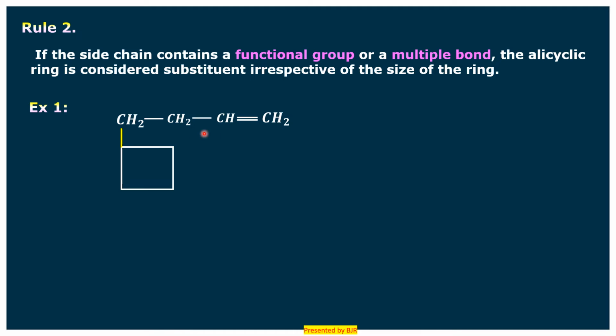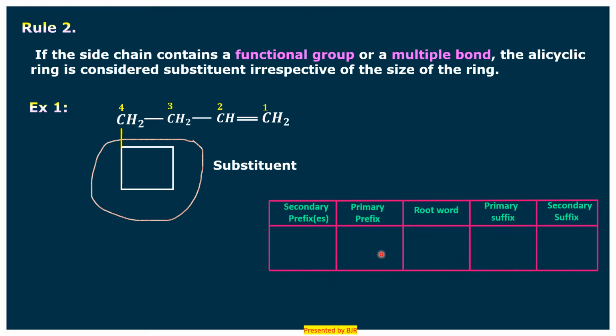This is the parent chain, and we have to number the carbon atoms in the parent chain starting from the right, because a multiple bond is there. The carbon atom bearing the multiple bond should be given the lowest number possible. For that reason, I am numbering the parent chain from right to left. See here, 1, 2, 3, 4, and this ring should be considered as the substituent only.